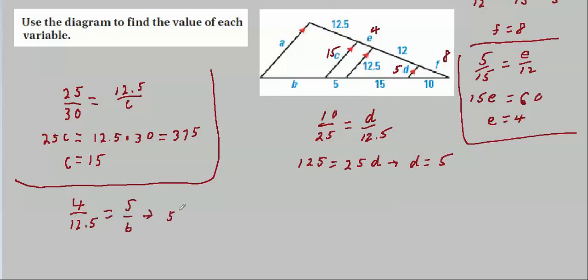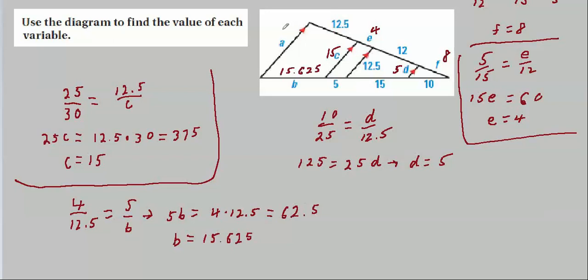So we have the 5B. Well, after we set this up, we'll get that 5B equals 4 times 12.5. That's 62.5. And when we divide that by 5, we get 15.625. So what's left?